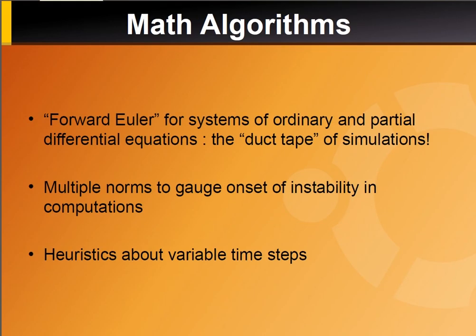As far as math algorithms, using the forward Euler for the systems of ordinary and partial differential equations is what is currently being done. This method is like the duct tape of solving differential equations, not the most sophisticated, but very versatile. Currently, multiple norms are being used. Norms are values computed in particular manners, and they're used to gauge the onset of instability in the solutions of the differential equations. And various heuristics are being used how to best choose variable time steps in the simulations.